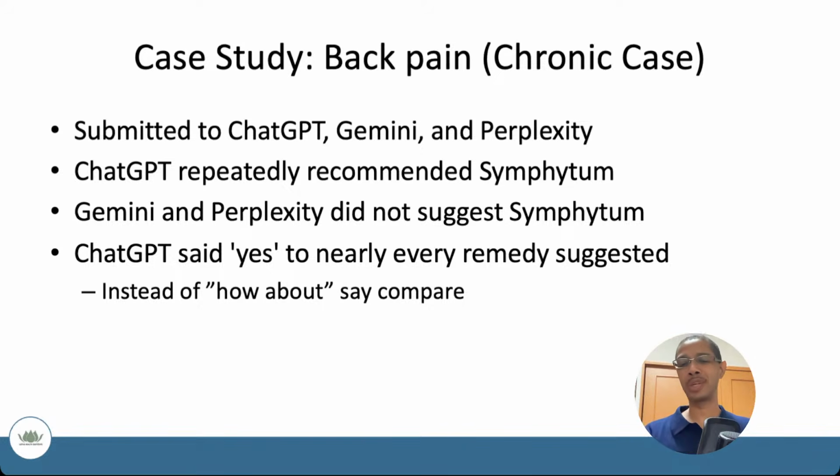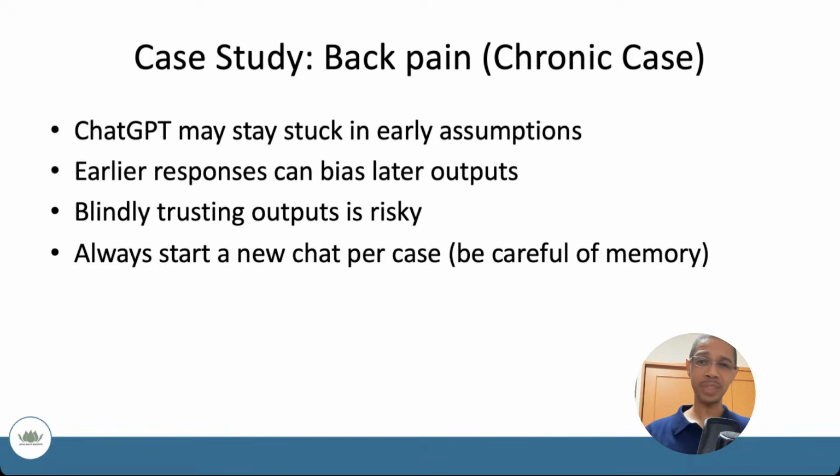Not pushing anyone to say this is going to be your new homeopath. It shouldn't be. You should be that person. So that was the case there. It got stuck on an earlier assumption, on Symphytum as an earlier assumption. Like I said, earlier responses can bias later outputs.